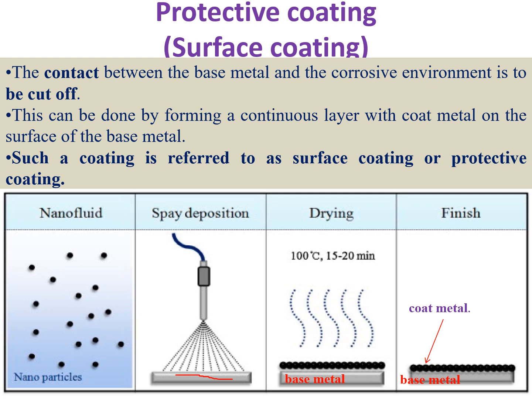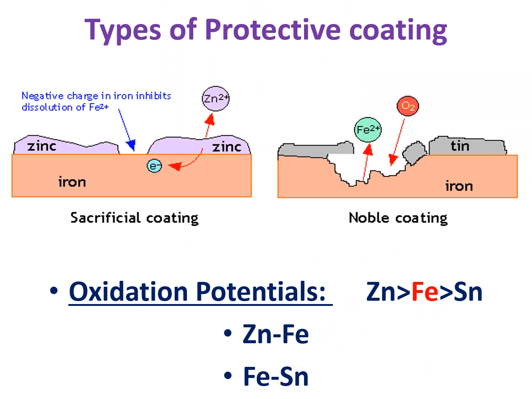So when you spray the nanoparticles, they form a continuous layer on the surface of the metal. This is called the coat metal, and the metal which we have to protect is called the base metal. The metal by which we make a surface is called the coat metal. There are two types of protective coatings available.